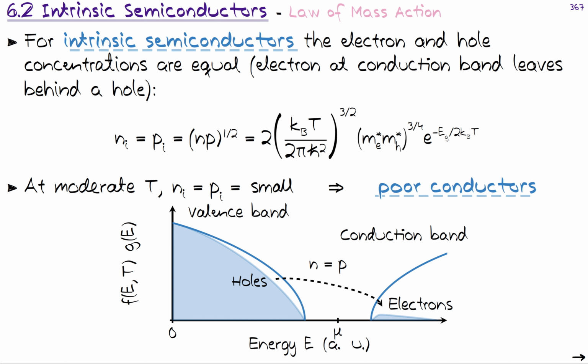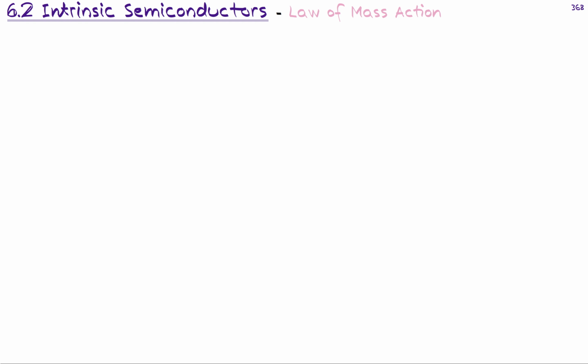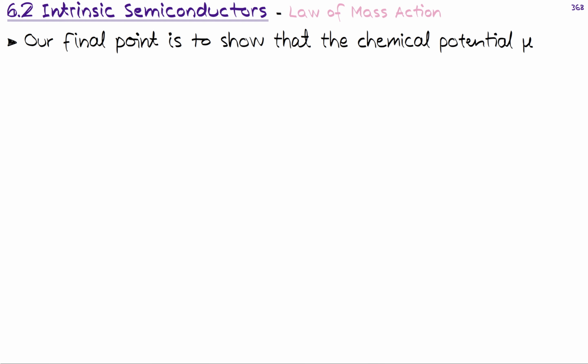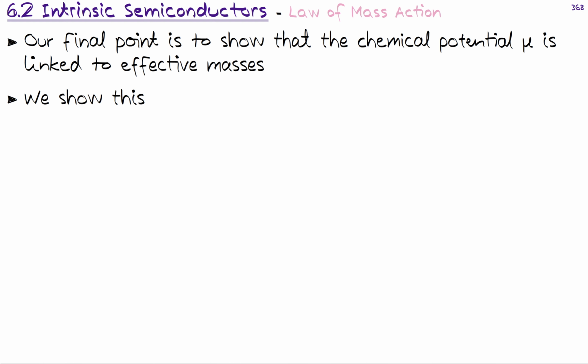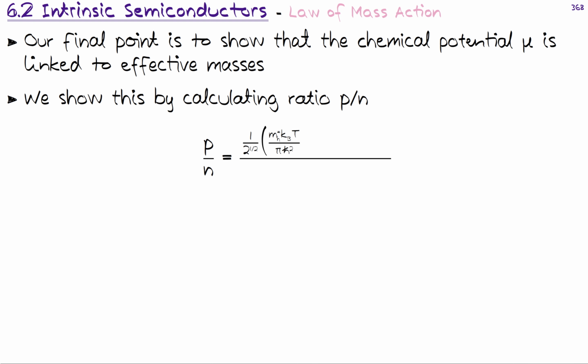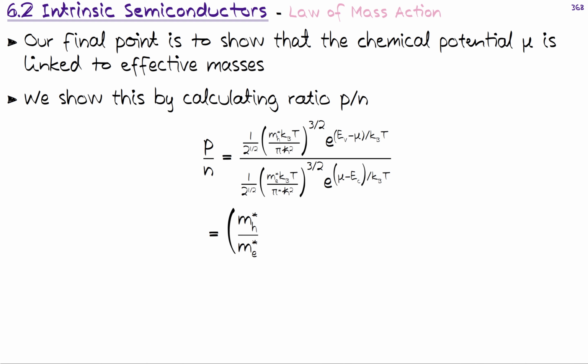And as I promised, finally, we will use the mass action law and find out a slightly different relation just using the equations we have derived. So we want to basically show that the chemical potential mu, equal essentially here to the Fermi level, is linked to the effective masses m_e star and m_h star. And how we do that is that we don't multiply P with N, but rather we calculate the ratio of P over N, and we just see what comes out. And now we are left with a little bit of simple algebra, so I won't go into the details. There's nothing strange in here. We just remove the terms that are equal on both sides. And what we are left with is a ratio of the effective masses to the power of 3 over 2.